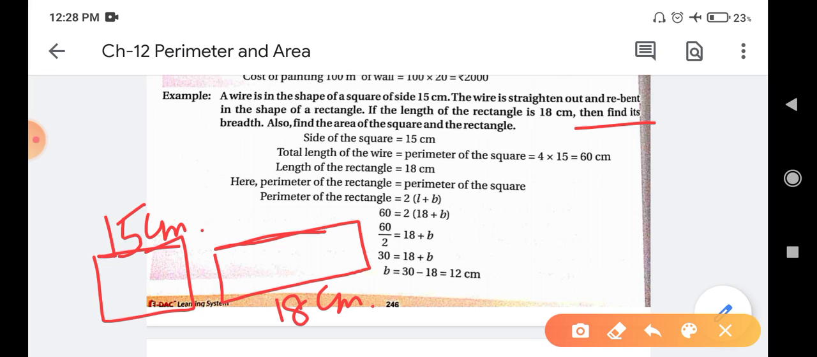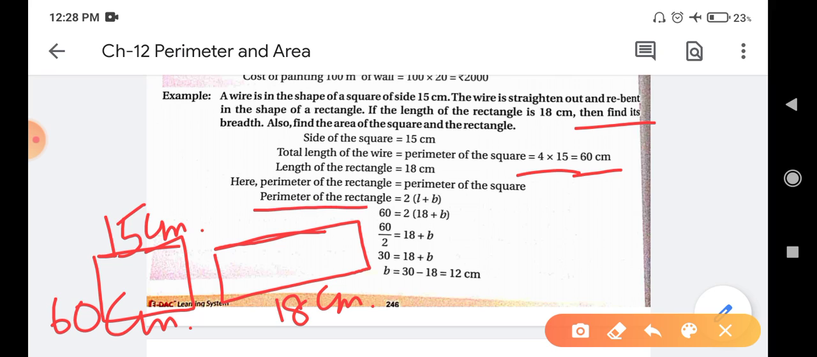We can easily find the perimeter of the square because we are given its side. Its perimeter will be equal to 4 multiply side, that means 4 multiply 15, which is equal to 60 centimeter. So its perimeter is 60 centimeter. So 60 centimeter is also the perimeter of the rectangle, because the perimeter of the rectangle and the perimeter of the square are the same.